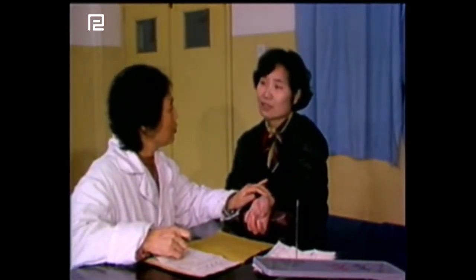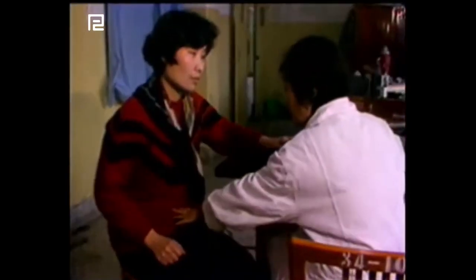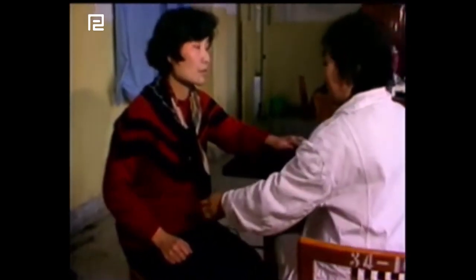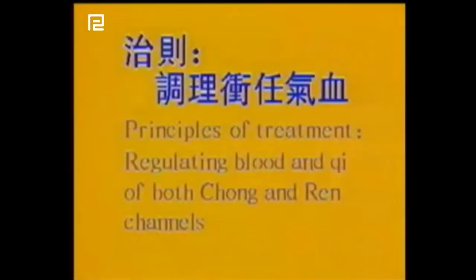Dysmenorrhea. Dysmenorrhea is a disorder whereby a woman suffers periodic lower abdominal pain before or after menstruation, which in severe cases can cause fainting. Principles of treatment: regulating blood and qi of both Chong and Ren channels.